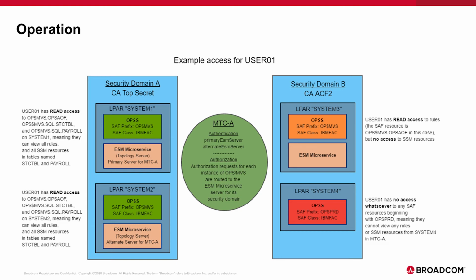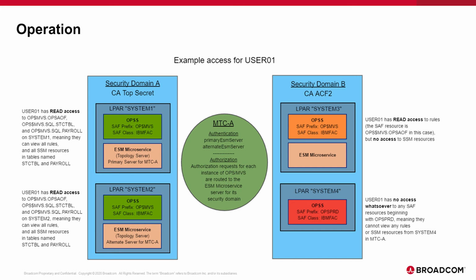Since System 1 and System 2 are in the same security domain, and the OPS instances on both systems are configured to use the same SAF resource prefix op$MVS, there is no difference in access for any users between System 1 and System 2. On System 3, they have access to rules, but no access to SSM resources.